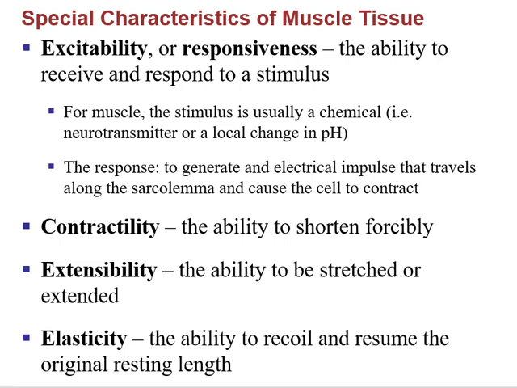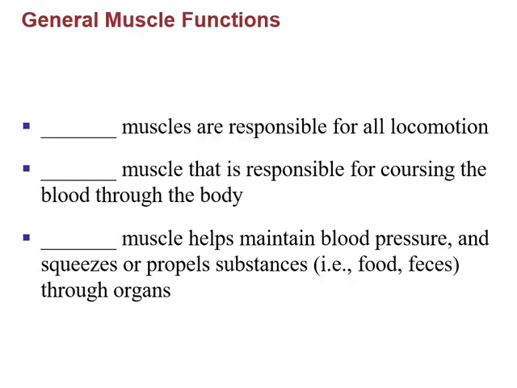Also, all muscle tissue can contract. It can shorten forcibly, but can also extend. It has extensibility, the ability to be stretched or extended. All muscle tissue is also elastic. It can not only stretch, but recoil back to its original resting length. So these are some special characteristics that we see in muscle tissue specifically.